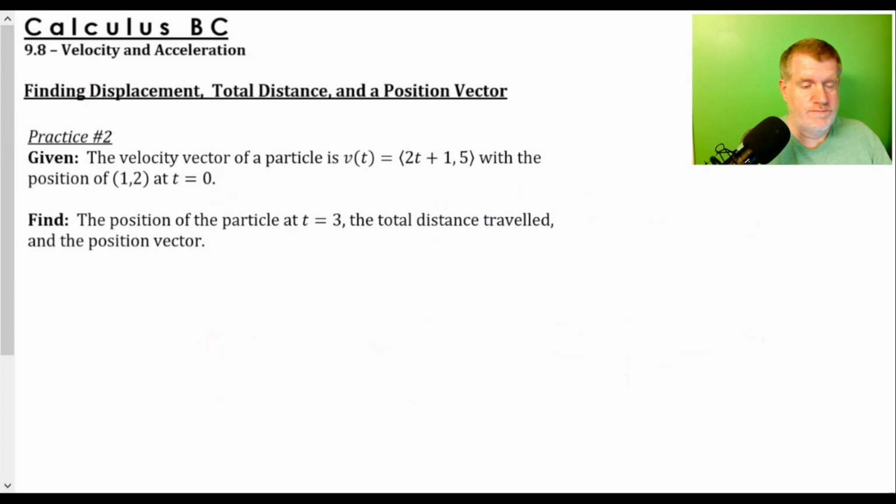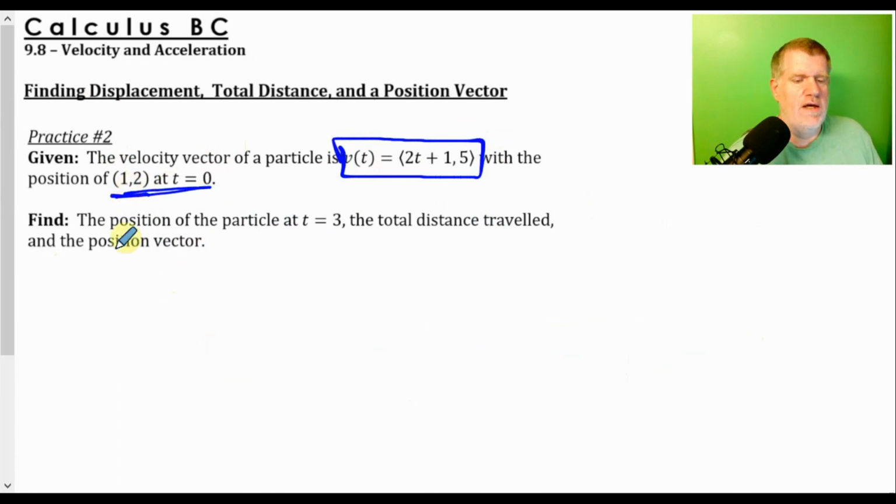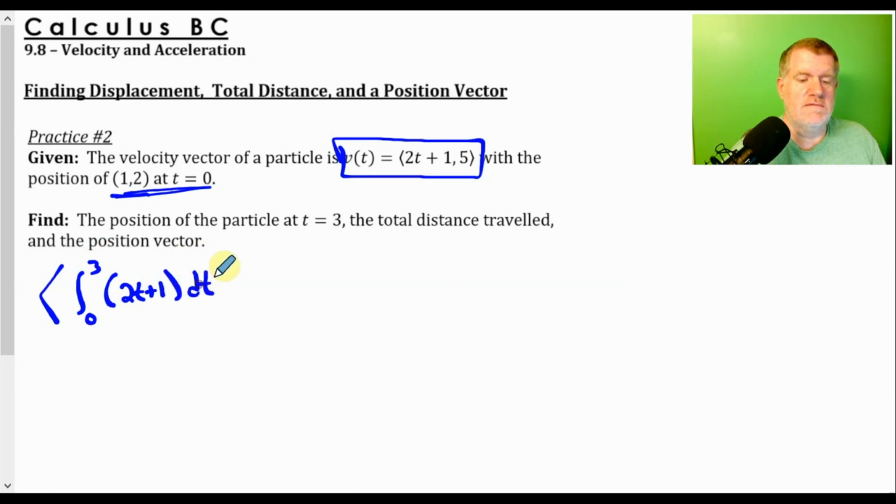Let's use them. Okay, we are given a velocity vector. And we're given the initial position of 1, 2 at t equals 0. Okay. What's the position of the particle at 3? All right, so the position would be where it went in its travels from 0 to 3. So it's going to be 0 to 3 of the x component, which is 2t plus 1. But it starts at 1. When t equals 0, it starts at 1. So be careful of that.